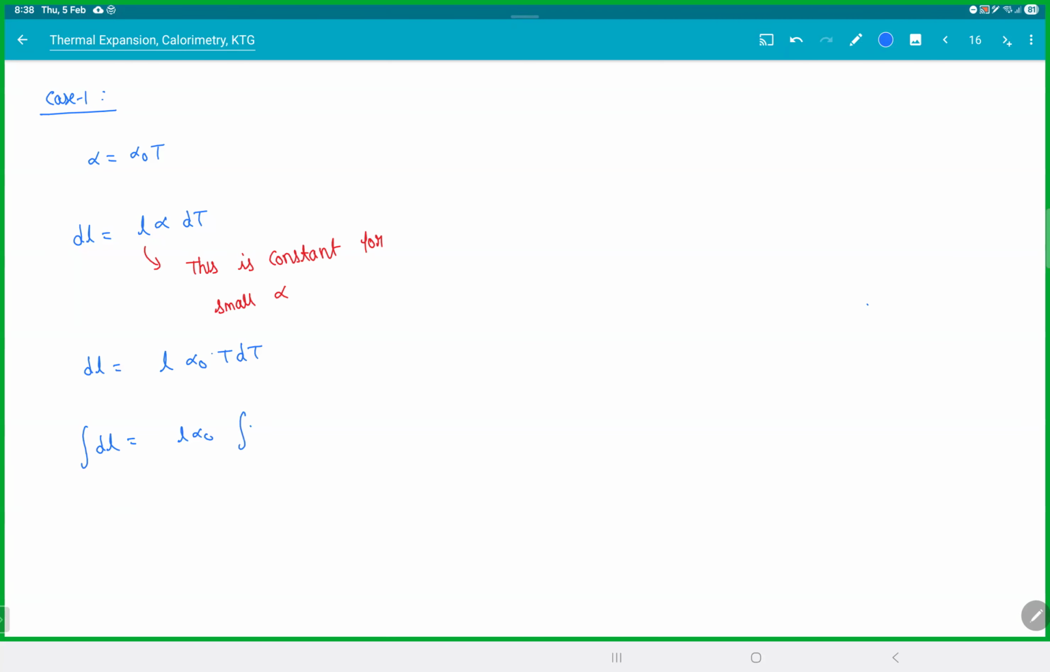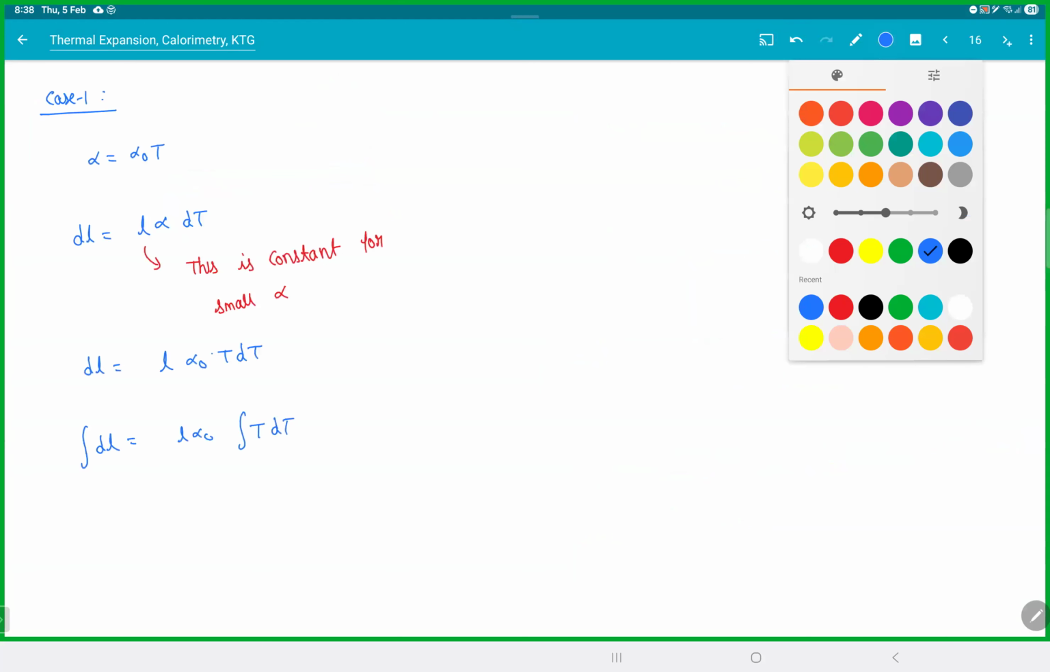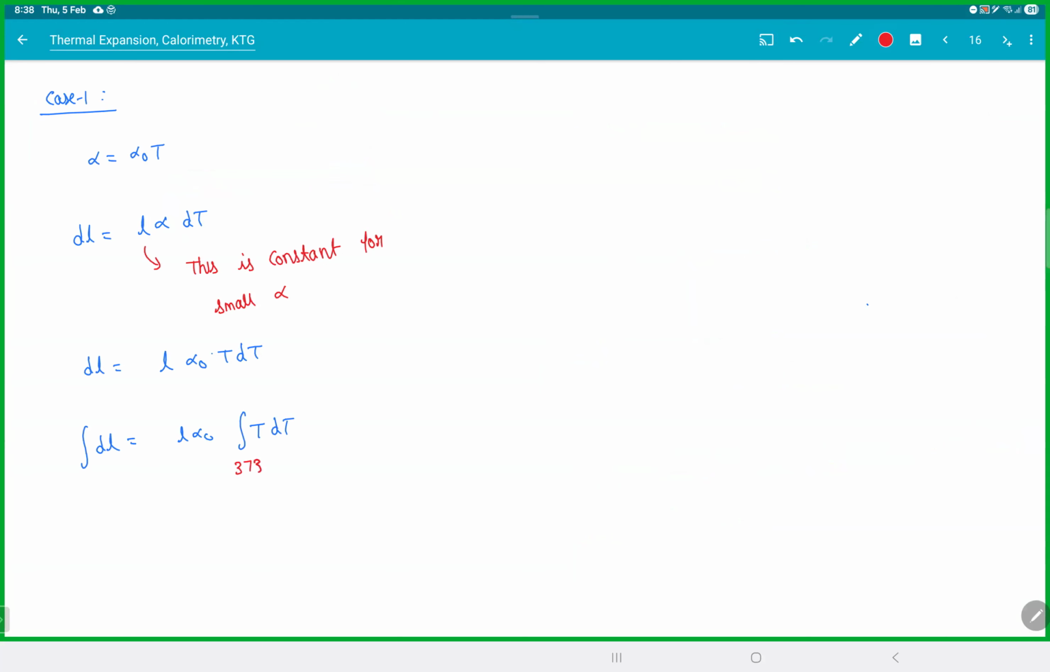Now till here it is all great. This is the mistake people do. Here temperature is given in Celsius, 100 and 200 degrees, but here it is written temperature is in Kelvin. So when you take the limits, you have to be careful. The limits have to be 373 to 473. Don't put limits 100 to 200.